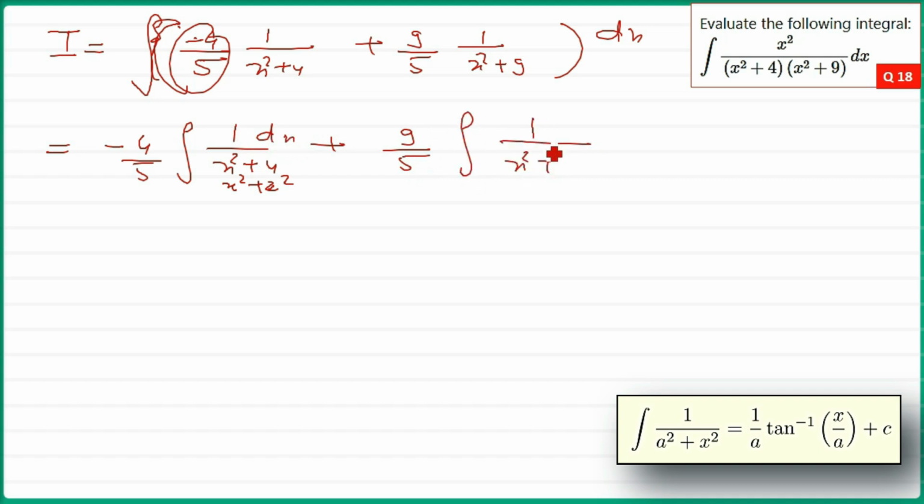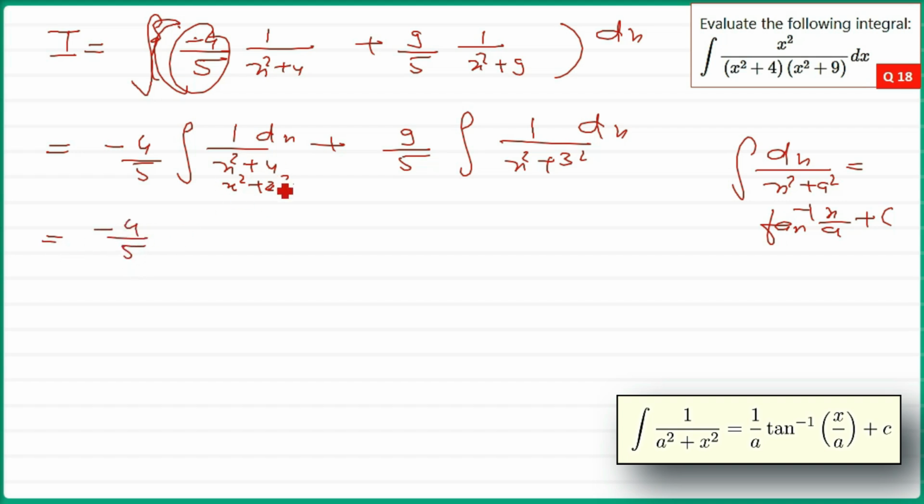I'll just show you. 9 by 5 integration of 1 by x square plus 3 square. So integration of dx divided by x square plus a square is 1 by a tan inverse x by a. Alright, the formula is 1 by a tan inverse x by a, remember. So what will come here? Tan inverse x by 2, and 1 by 2 will also come.